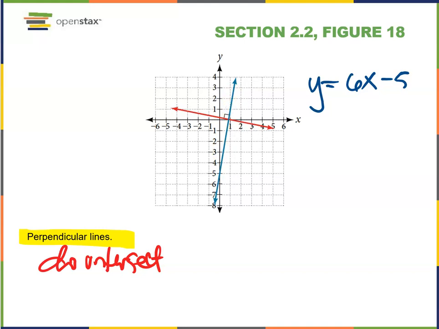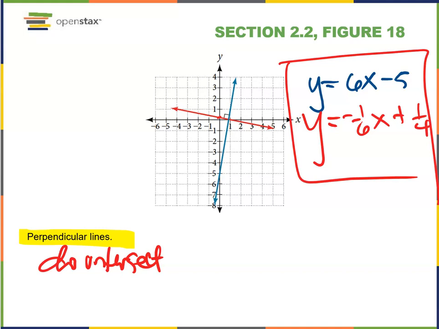Then the other line, the red line, is, alright, let's say that the equation of this line is negative 1/6 x plus, let's say, 1/4, because that's a little above the line. So what do you notice about these two equations here?